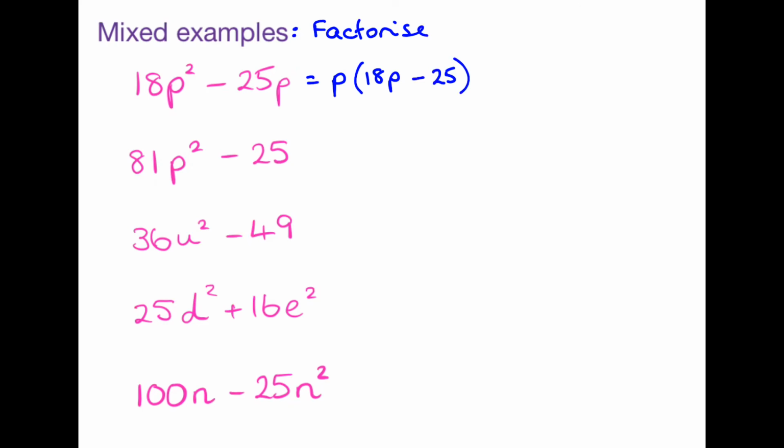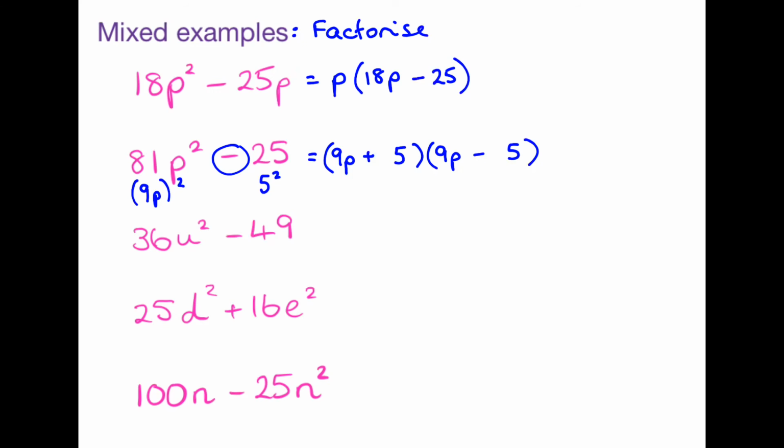Well, remember 81 is a square number, that's 9 squared. And P squared is P squared, so that's 9P squared. And 25 is 5 squared. And we've got a difference in the middle here, so that means that it is a difference of 2 squares. So we can set up 2 brackets with 9P at the beginning of both and 5 at the end of both, and 1 plus and 1 minus.